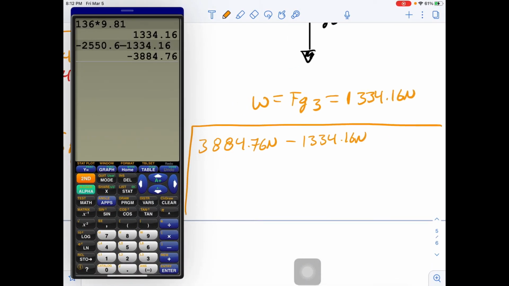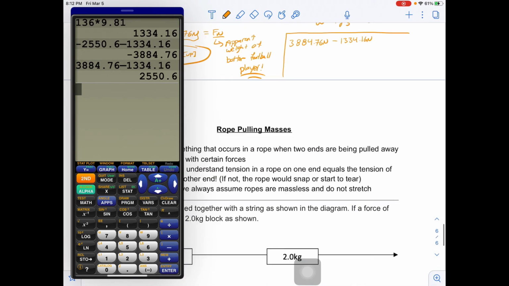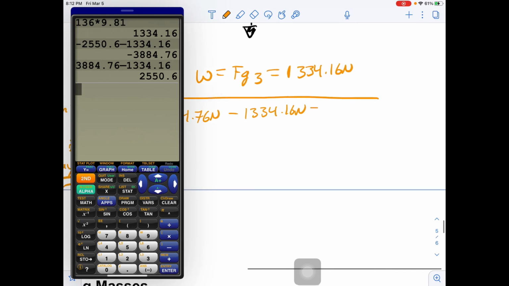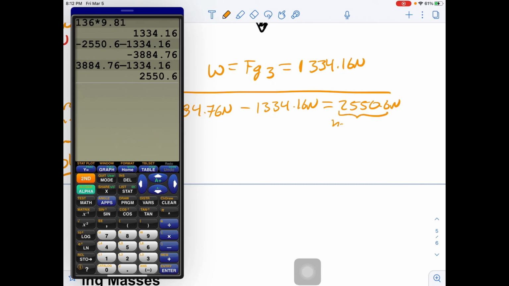So 3,884.76 minus 1,334.16. That gives me, oh boy, that gives me 2,550.6 newtons. So this is how much more he feels he's heavier.